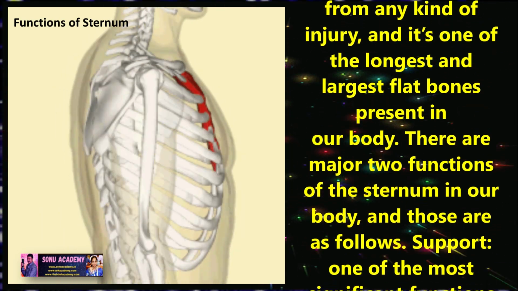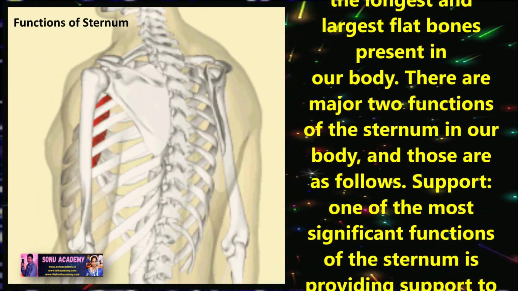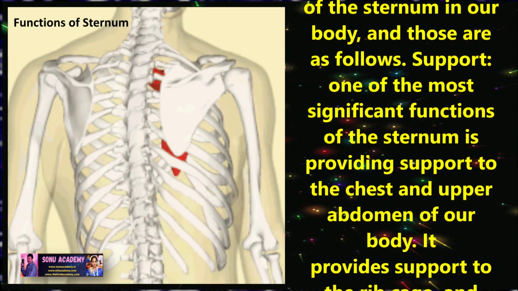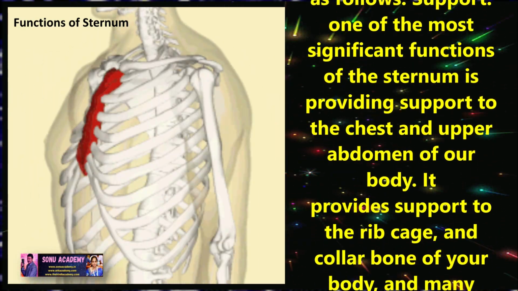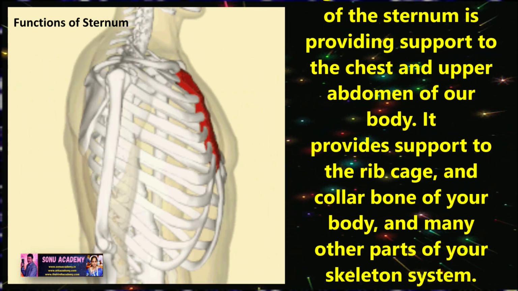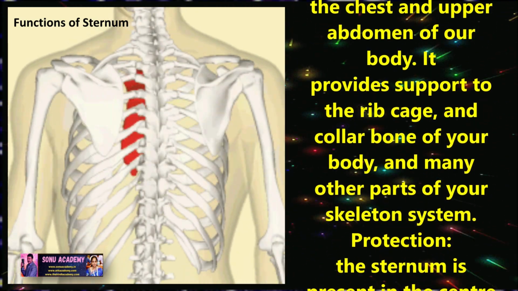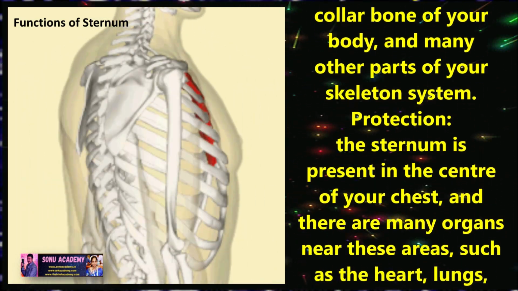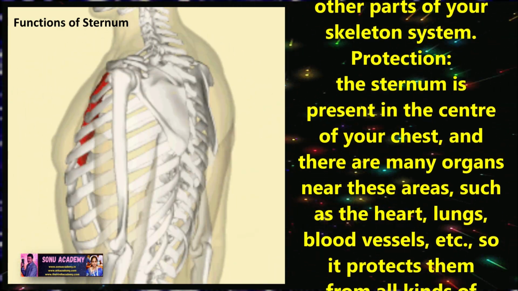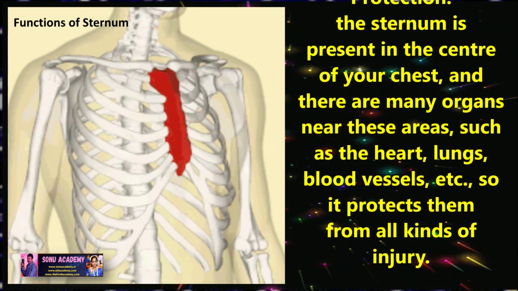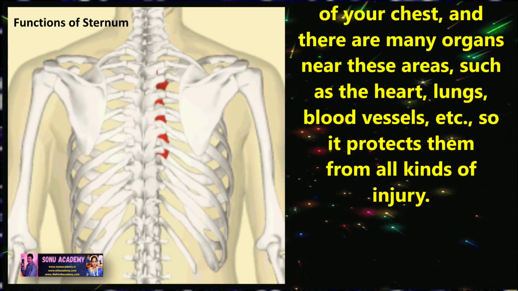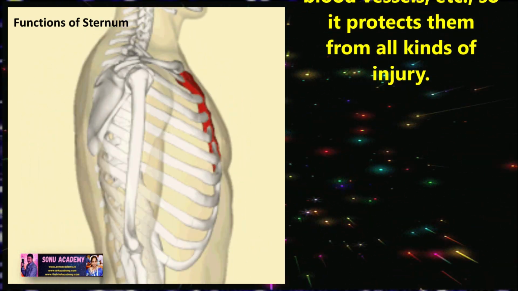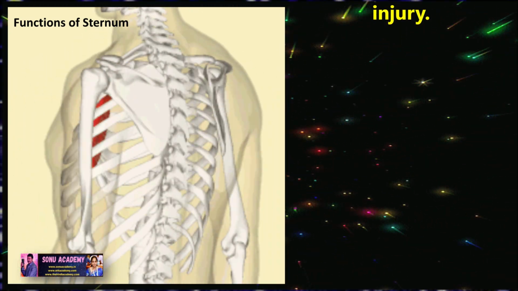There are two major types of functions of the sternum in our body. First one is support. One of the most significant functions of the sternum is providing support to the chest and the upper abdomen. It provides support to the rib cage, the collarbone and many other parts of your skeletal system. Second is protection. The sternum is present in the center of your chest and there are many organs near this area, such as the heart, lungs and blood vessels, so it protects them from all kinds of injury.